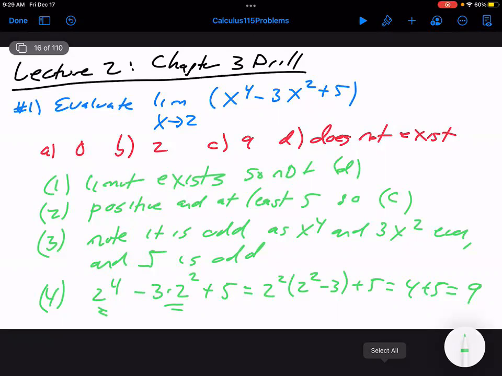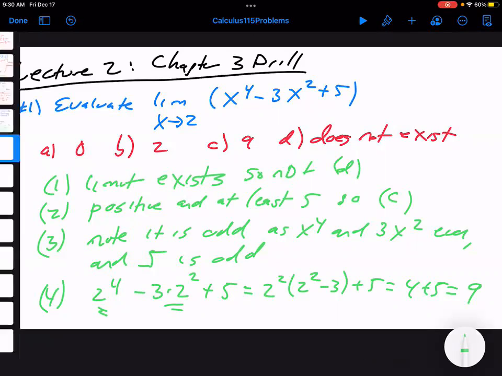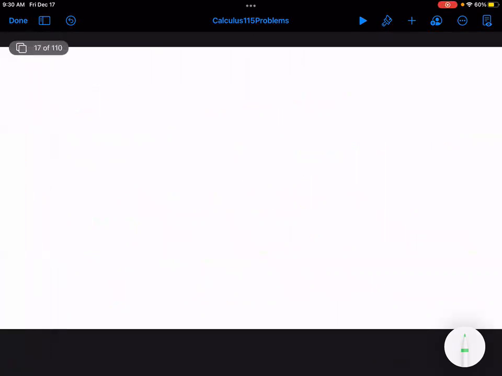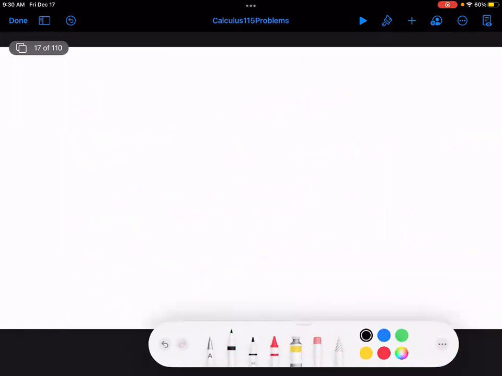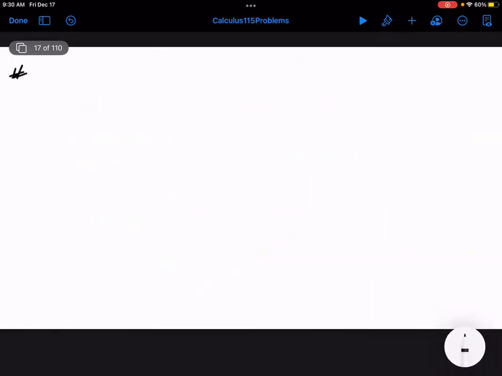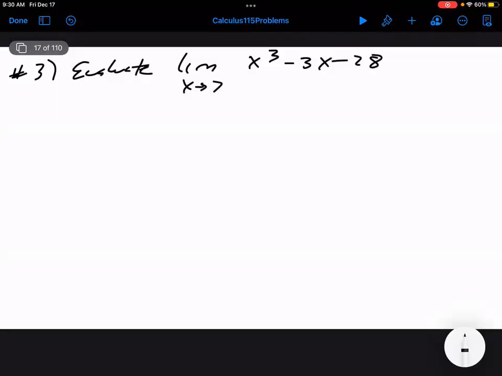So for the other problems in the chapter review, for the most part, they were not too bad. One of the ones that I found a little bit interesting was number 3. So evaluate the limit as x goes to 7 of x squared minus 3x minus 28 over, sorry, the top is x squared, minus 5x minus 14.